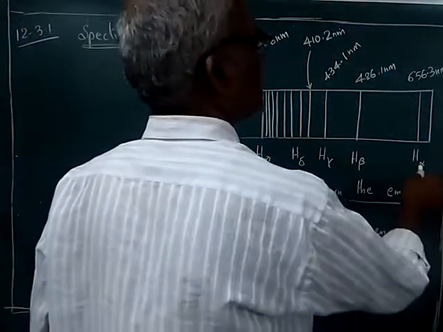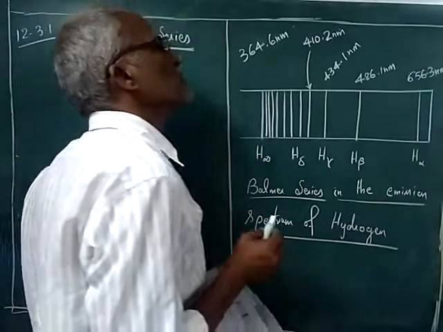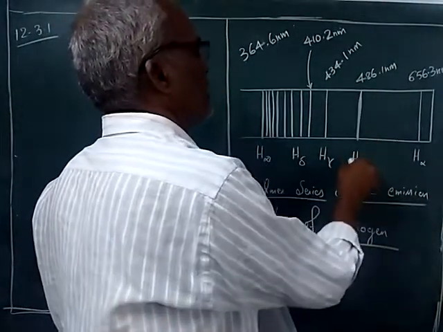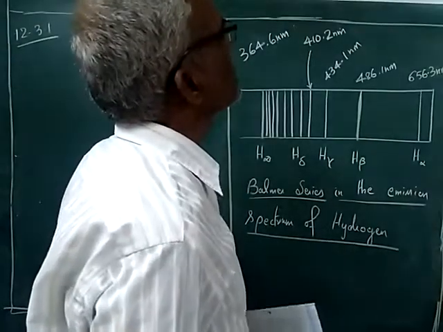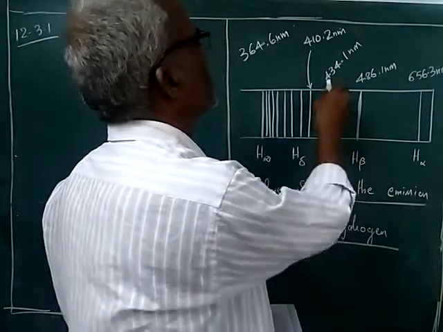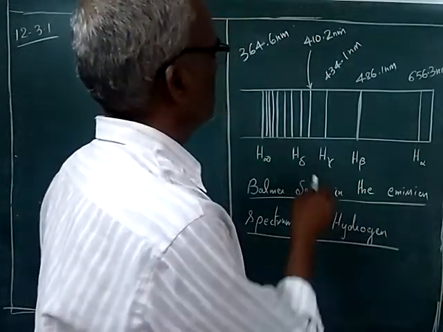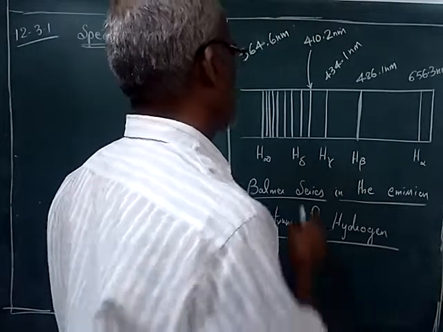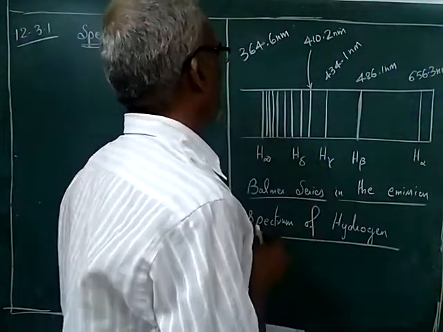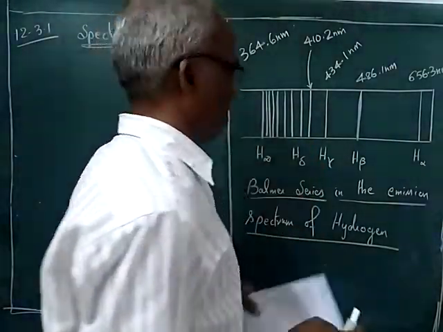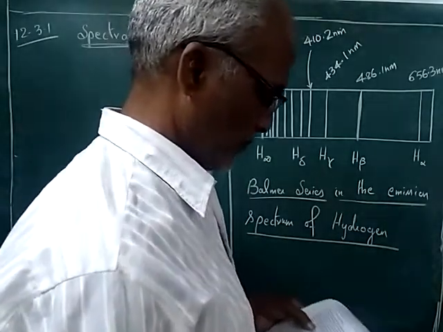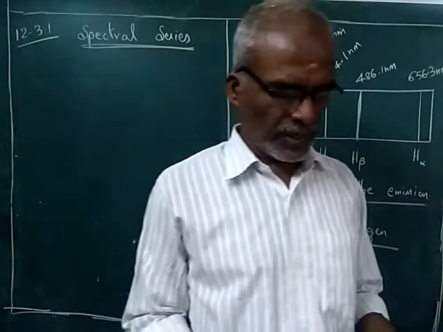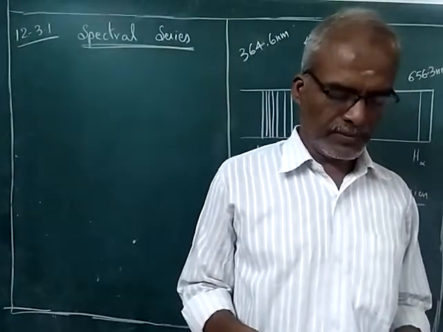Now if you see, this is H alpha, which is 656.3 nanometer, and then H beta, which is 486.1 nanometer, H gamma 434.1 nanometer, and 410.2 nanometer for H delta, and H infinity, it goes up to infinity. Each of these sets is called a spectral series.